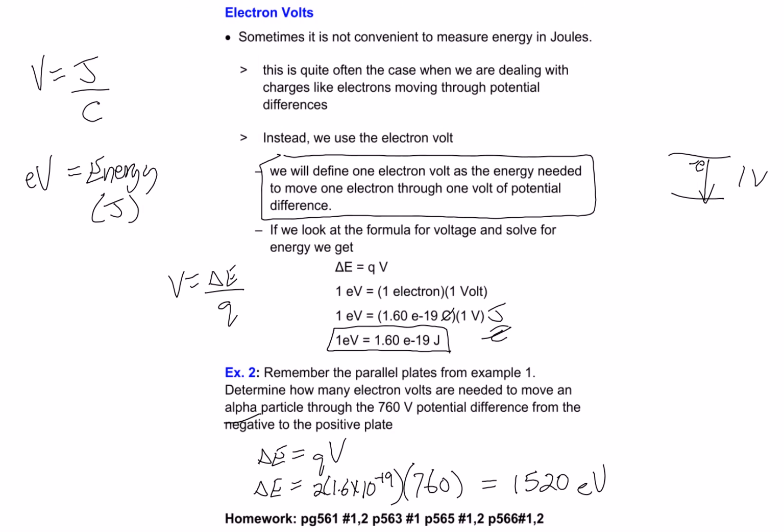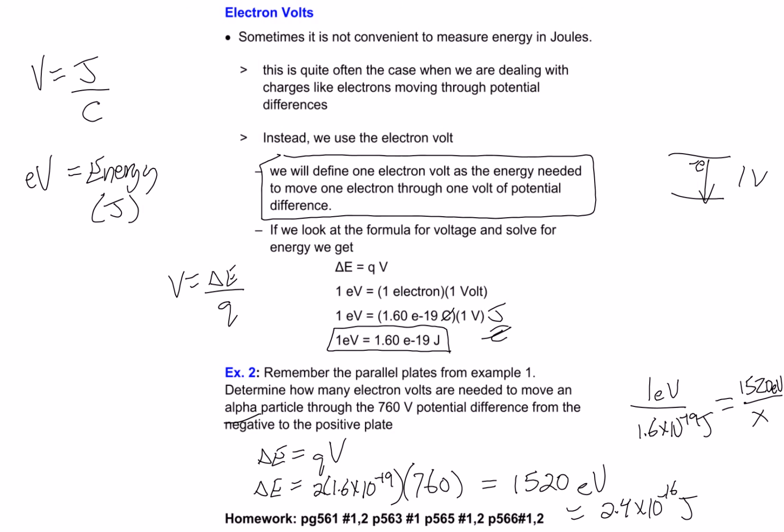So if we want to convert that to joules then, we would have 1 electron volt equals 1.6 to the negative 19 joules. So if we have 1520 electron volts, you can see that we would just have to times. So we'd go 1520 times 1.6 to the negative 19, that would give us how many joules. And if we do that quick calculation, we see that this is the same thing as 2.4 to the negative 16.